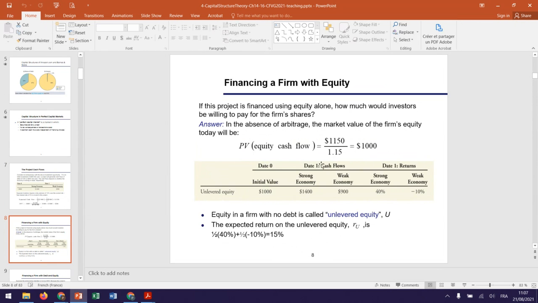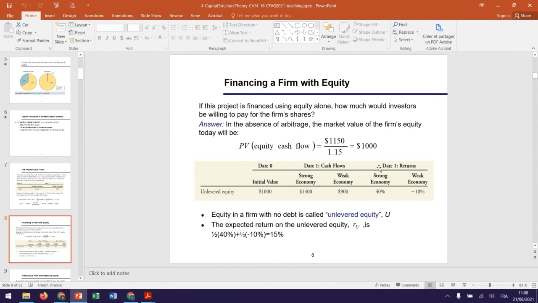On day one, in the strong economy, the cash flow you're gonna get is 1,400. The cash flow in the weak economy is 900. If I calculate the return on this, I'm going to get 40%. This comes from 1,400 divided by 1,000 minus 1. And minus 10%, which is 900 divided by 1,000 minus 1, I get minus 10%. I have two possible returns, 40% when the economy is strong, minus 10% when the economy is weak.